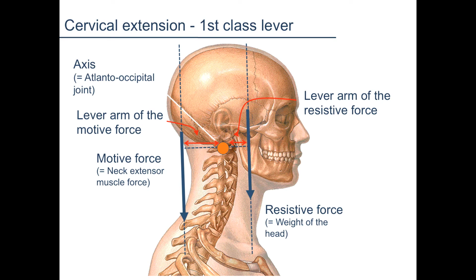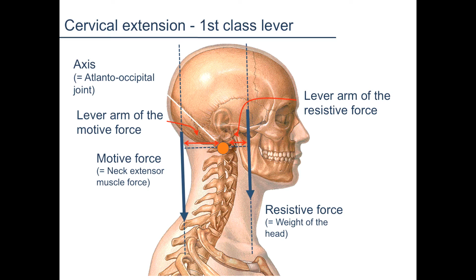Let's look at the example of the neck extension system. The axis in this case will be the atlanto-occipital joint where the skull sits on the vertebrae. This will be the axis, or the pivot point, for the neck extension motion.